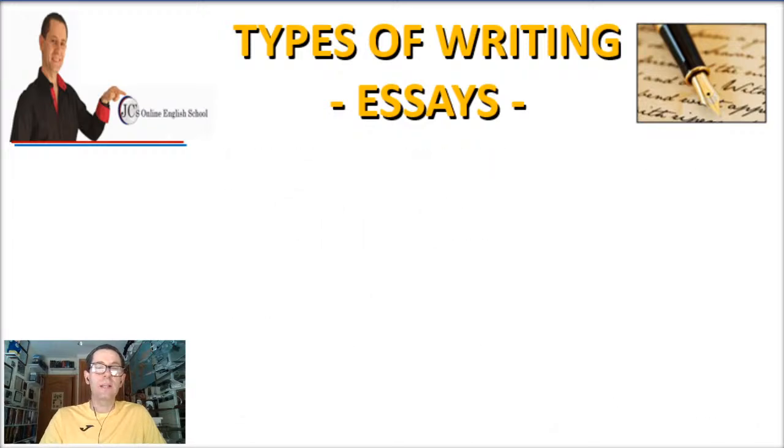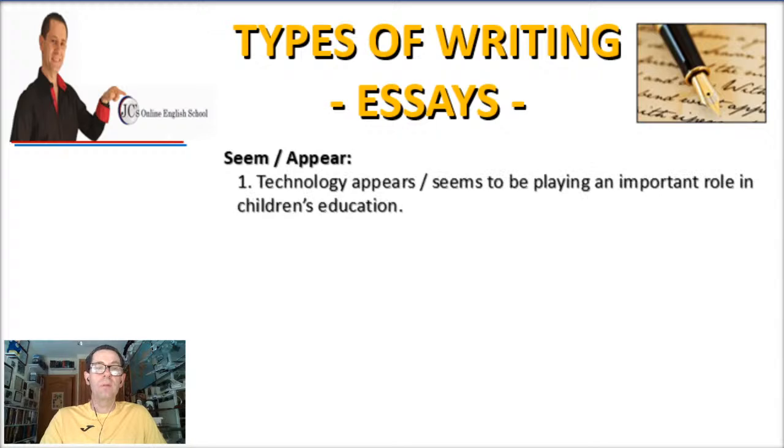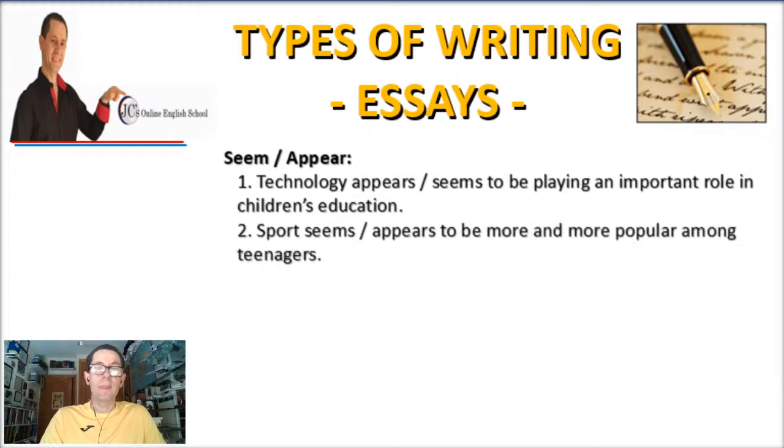Okay, very good. So what else can you use? You can use the words seem or appear. For example, technology appears or seems to be playing an important role in children's education. Now, that is true. Okay, another example, sports seems or appears to be more and more popular among teenagers. Okay, so these are examples in which you can use the words seem or appear.